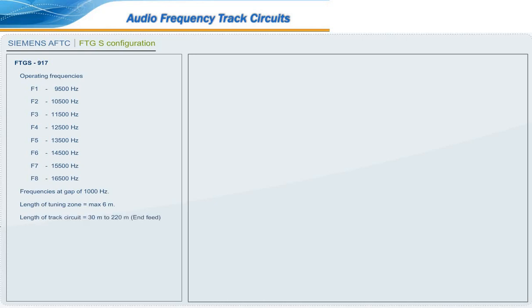Length of track circuit equal to 30 meter to 220 meter end feed. Power consumption: standard configuration ST is 65 VA approximately 26 watts. Point track W is 75 VA approximately 30 watts. Center feed in M is 75 VA approximately 30 watts. Crossing track K is 85 VA approximately 38 watts.